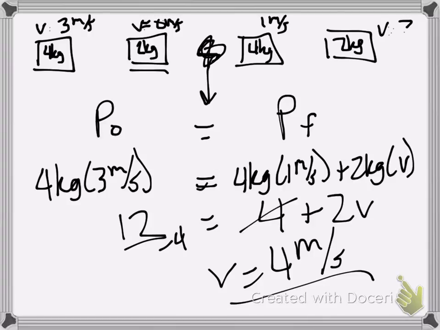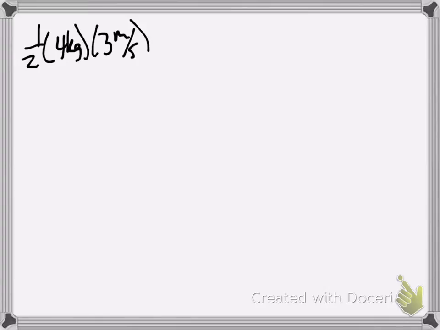So is kinetic energy conserved? Let's figure that out. Kinetic energy on the before side: we only have the 4 kilogram mass moving. So that's 1/2 times 4 kilograms times the 3 meters per second squared.